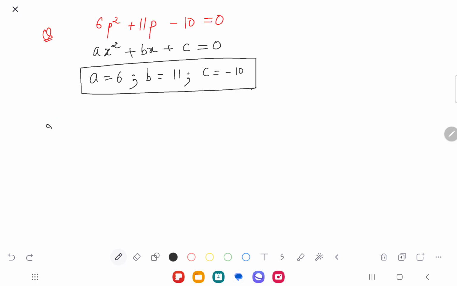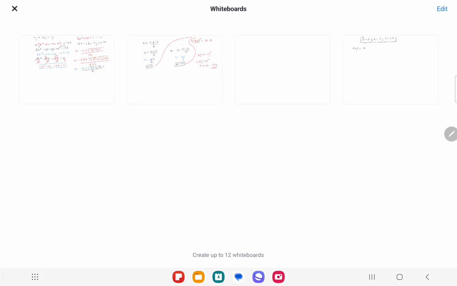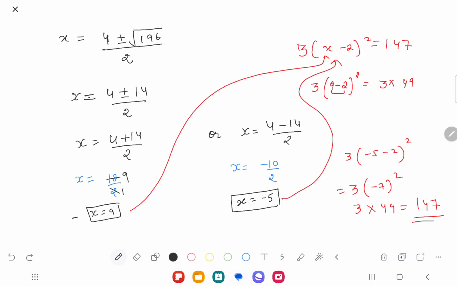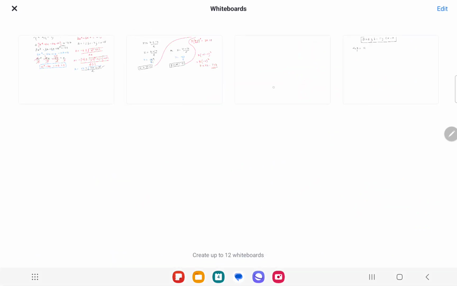And then what shall be alpha and beta? Alpha and beta are nothing but the values of x, the values of x that we are finding out. In the previous example, we found out x equals 9. I'm going to put that as alpha. And one value of x is minus 5. I'm going to put that value as beta. I hope you're understanding. Right? Now you understand.